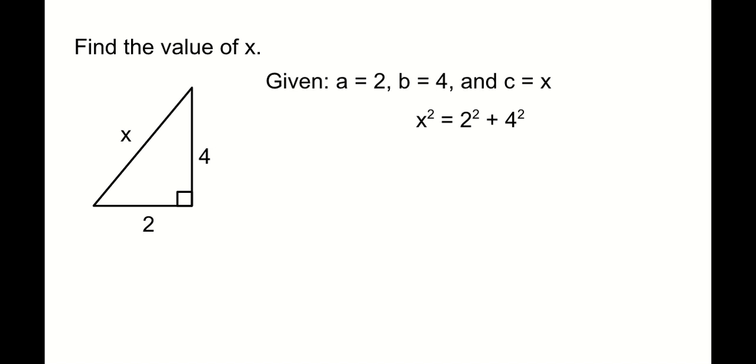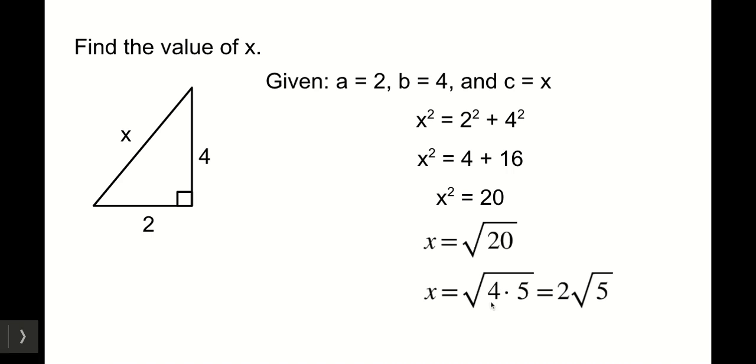Now I just do the algebra. Right, so 2 squared is 4, 4 squared is 16, 4 plus 16 is 20, and then square root both sides. Right, so I'll get x equals square root of 20. You can just do this in a calculator and get a decimal. It's nice though to be able to reduce radicals. So realize that square root of 20 is square root of 4 times square root of 5, and square root of 4 is 2. So that's why it's 2 rad 5. Right? Okay, but that's the idea.